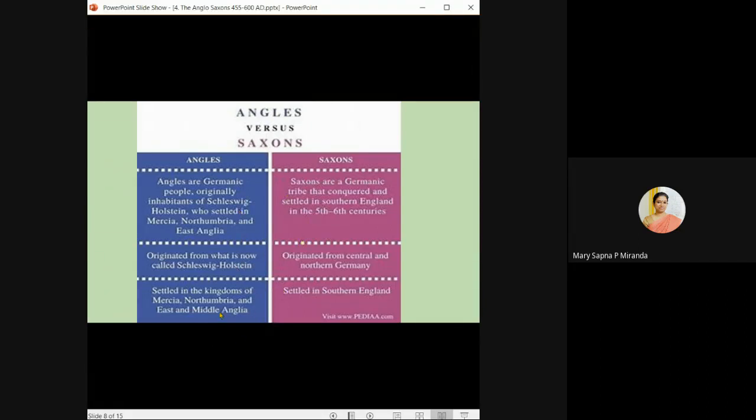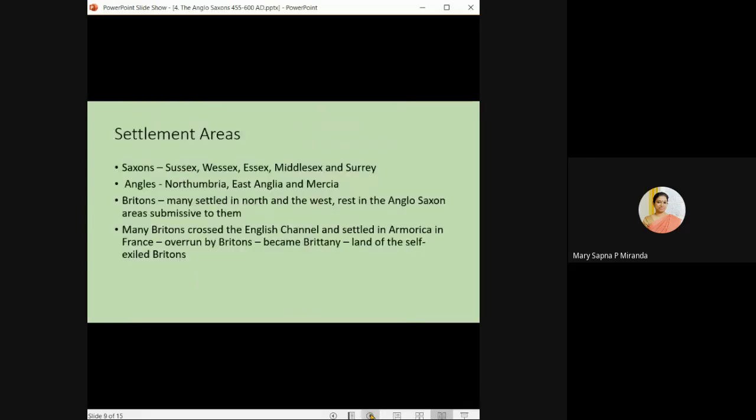It's again a repetition. So you have Angles settling on the northern side and Saxons on the southern side. The Angle kingdoms are Northumbria, Mercia, and East Anglia, whereas the Saxon kingdoms are called Essex, Wessex, Sussex, Middlesex. All right. So Saxons went and settled and called these places Sussex, Wessex, Essex, Middlesex, and Surrey. And Angles settled in Northumbria, East Anglia, and Mercia.